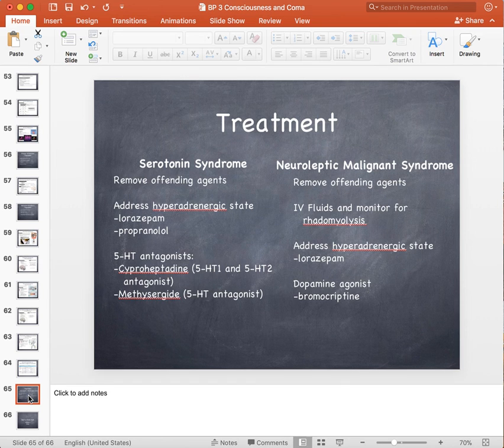Conversely, with neuroleptic malignant syndrome, in addition to removing the offending agents, because of the rigidity you want to watch for rhabdomyolysis, and because of that, you use IV fluids. You can again address the hyperexcitatory state, but because the problem here is too much blockade of dopamine receptors, you want to enhance dopamine activity, and you can do that by giving bromocriptine, a dopamine agonist.